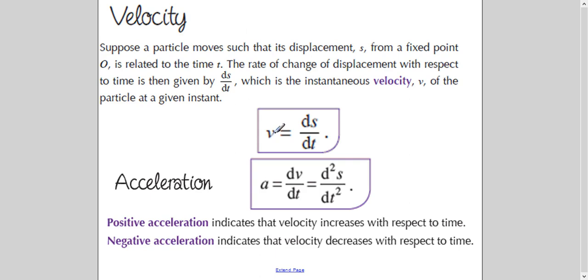Velocity, when you have to find it, you differentiate the displacement equation. So the first differentiation will give you velocity. If you differentiate it again, you will get acceleration. So you need to remember here that when you differentiate a displacement equation, you get a velocity equation. When you differentiate a velocity equation, you get an acceleration equation. Positive acceleration means velocity is increasing with respect to time. Negative acceleration means velocity is decreasing with respect to time. Since we are talking about movement on a straight line, that's why we are talking about these aspects only.